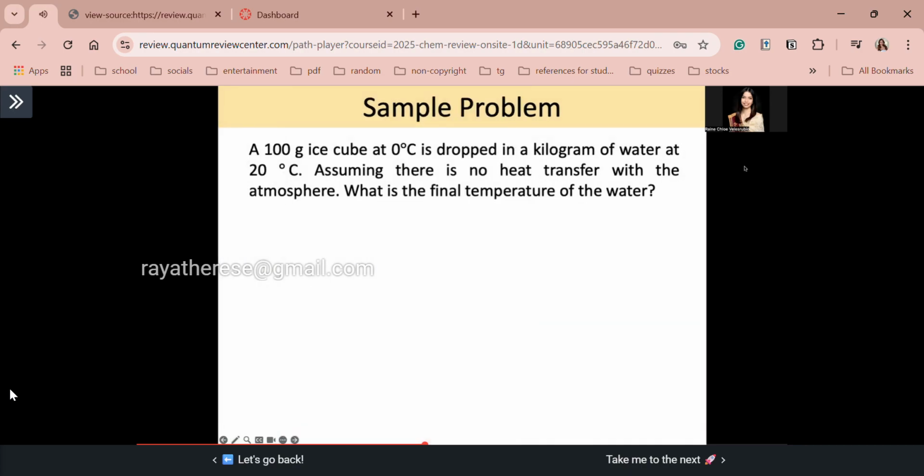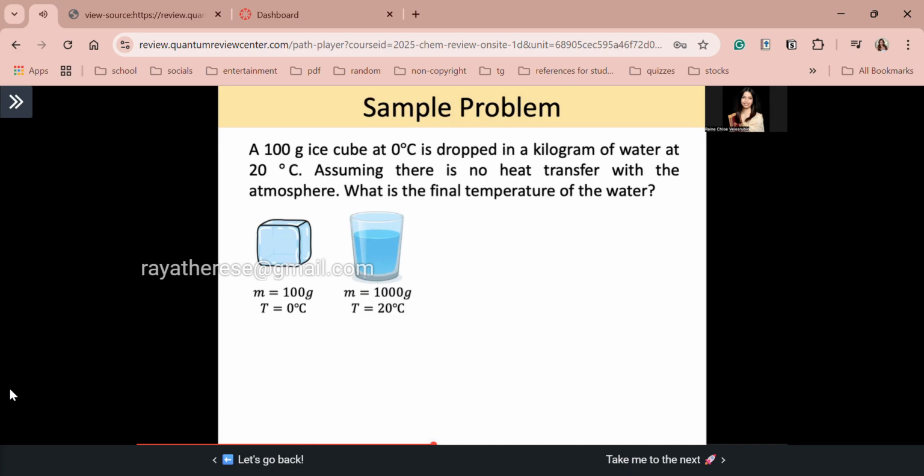Next sample problem: a 100 gram ice cube at 0 degrees Celsius is dropped in a kilogram of water at 20 degrees Celsius. Assuming there is no heat transfer with the atmosphere, what is the final temperature of the water? So guys, we have two states to look at. First, let's look at state 1. In state 1, for the ice, the mass is equal to 100 grams and the temperature is equal to 0 degrees Celsius. Also part of state 1 is the water. Here we have water with a mass of 1 kilogram or 1,000 grams and its temperature is 20 degrees Celsius.